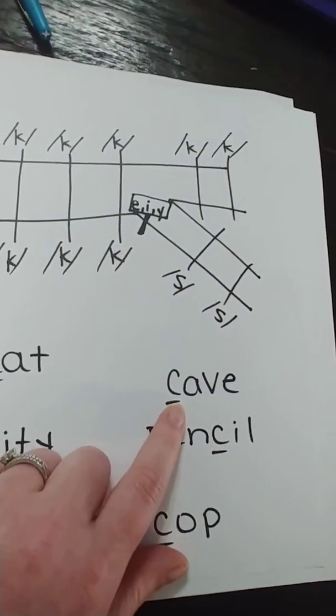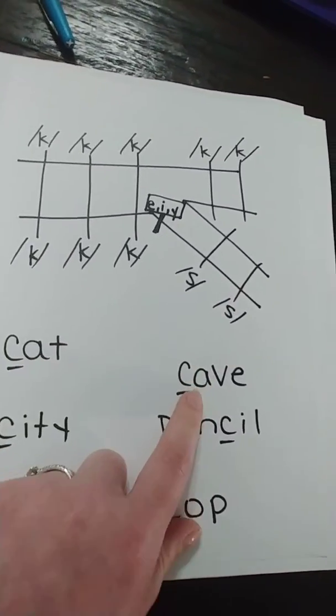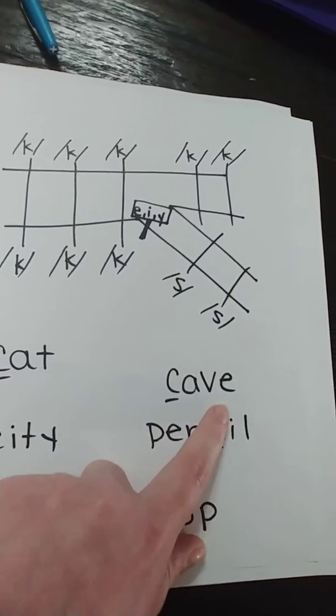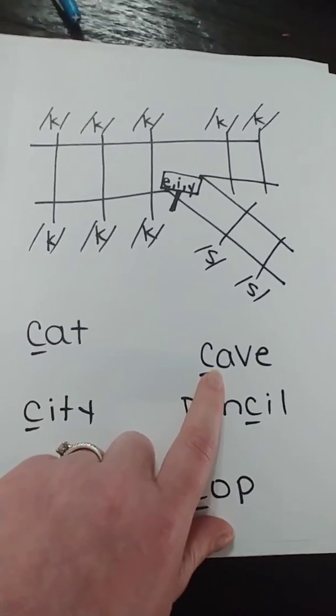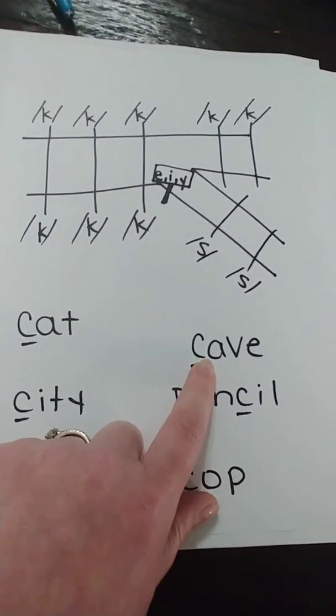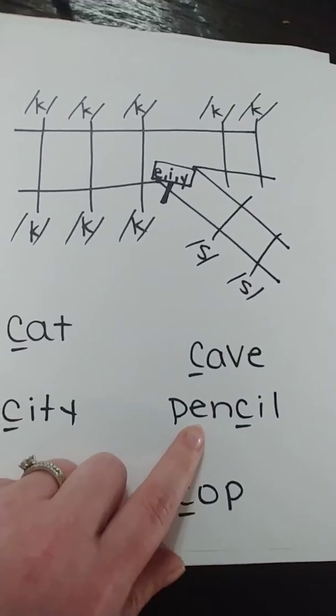What about this one? Right. This one runs into A, just like it did in cat. So it should be k-a-v, cave. Now remember, if you try the sound you expect to hear and it doesn't sound right, try the other one. Every once in a while, there's a word that doesn't follow the rule.